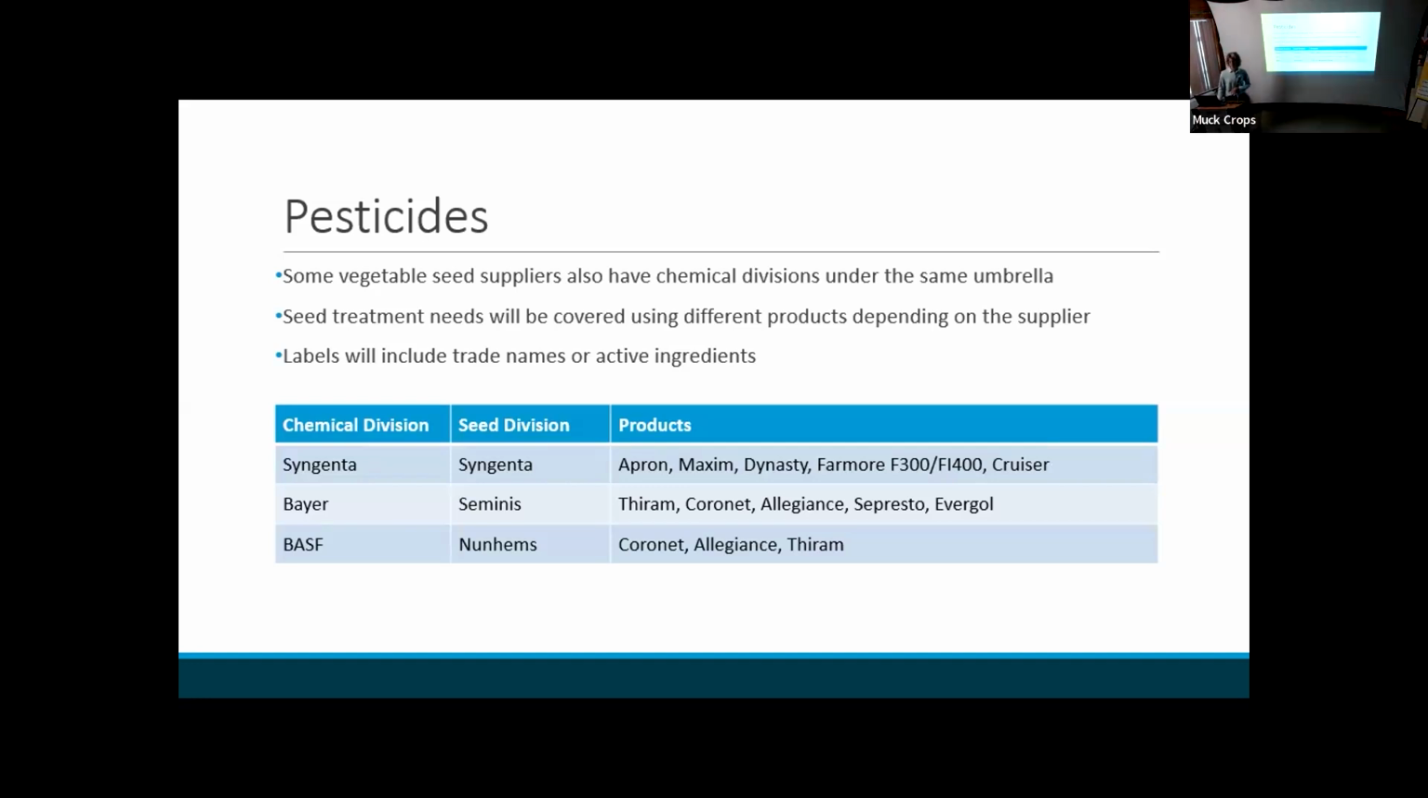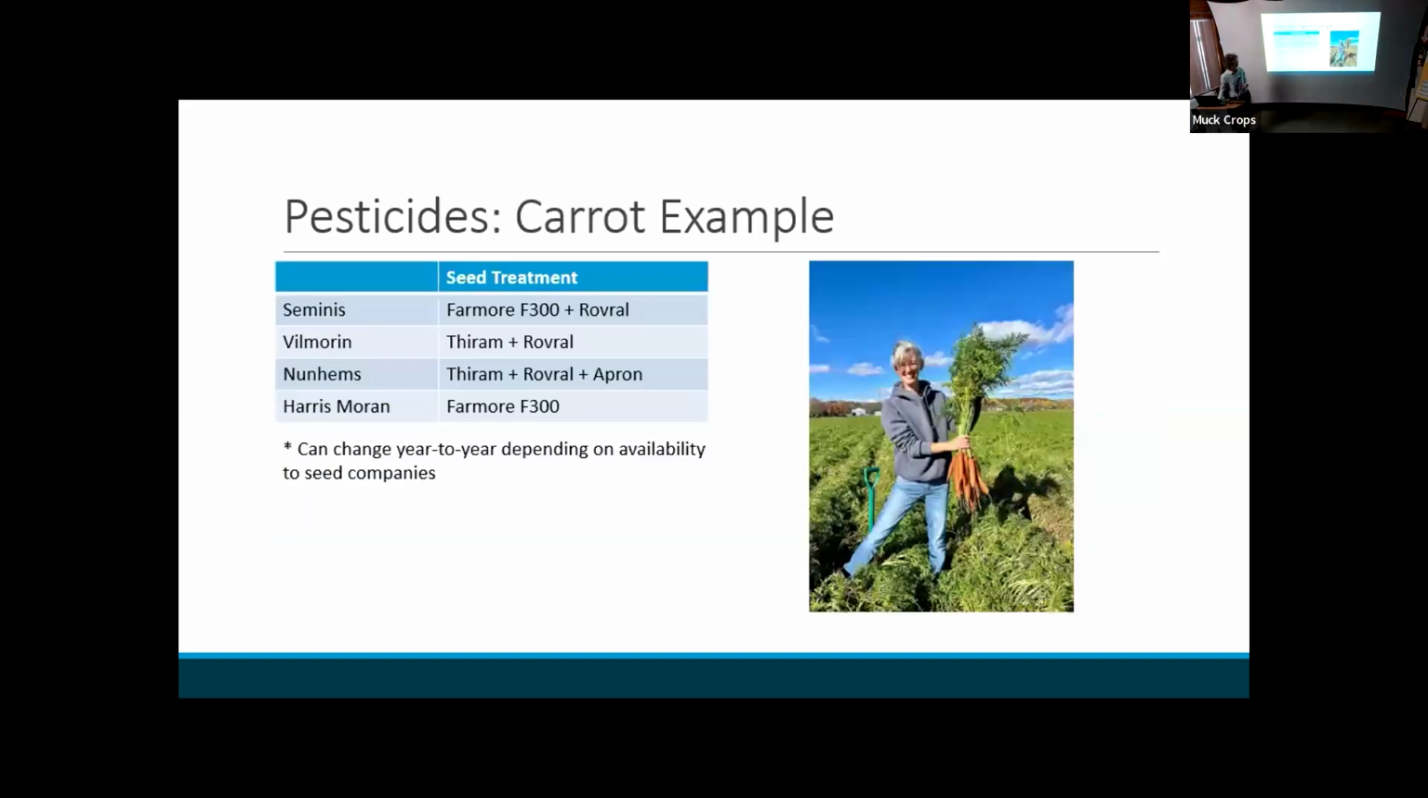So to put this in kind of a real world example, I know we do mostly carrot encrusted and pelleted, but I figured I'd bring it back to carrots here. So you see Seminis and Harris Moran has Farmore 300 on it. Vilmorin has a different blend. Nunhems has an even different blend. So Syngenta is kind of neutral ground when it comes to carrots. They don't have a carrot program, so Farmore 300 is available for anyone to use. But on Nunhems, they've got it all in-house, so let's use the in-house stuff that we have.